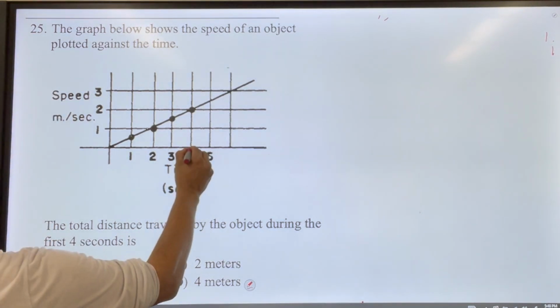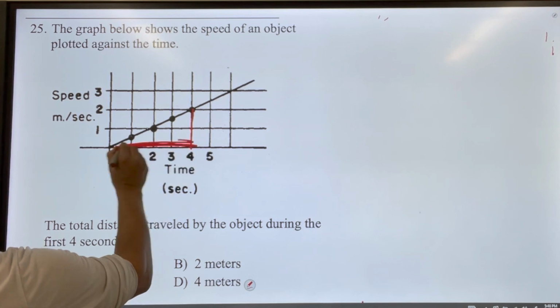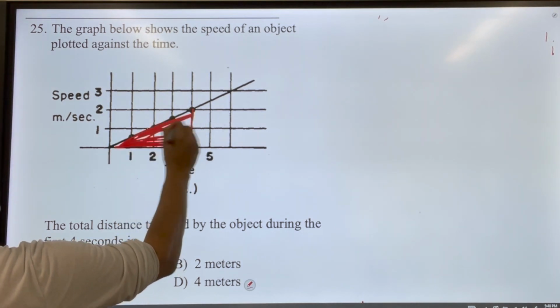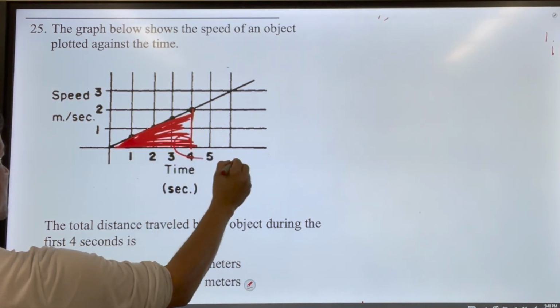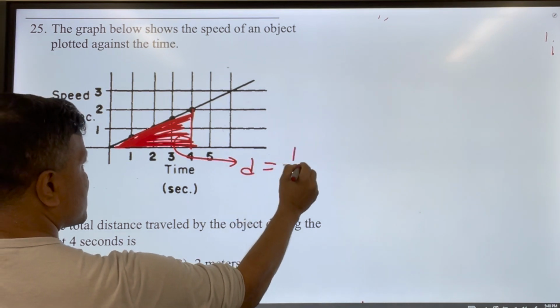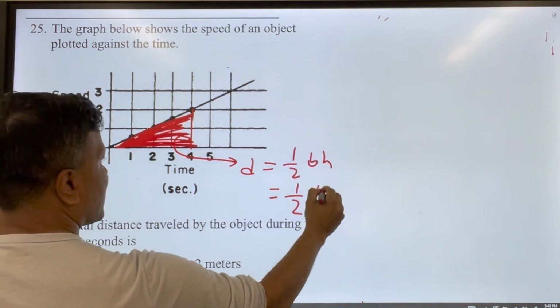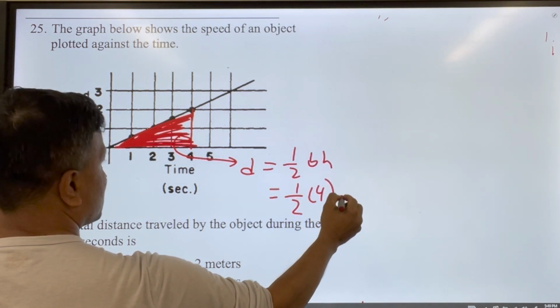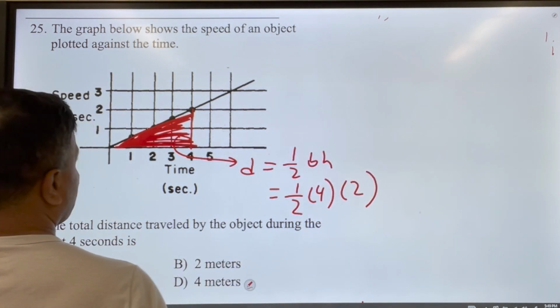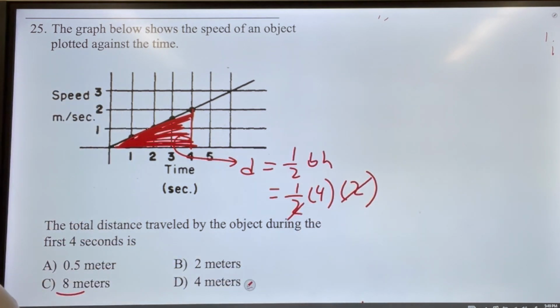4 seconds, how much? So you know that this is a VT graph or ST graph. So area under the graph, there is a name, which is distance, which is half bh. So half b is 4 and h is 2, right? 2 to cancel, so it's just 4 meters.